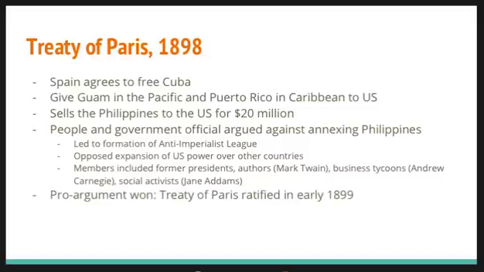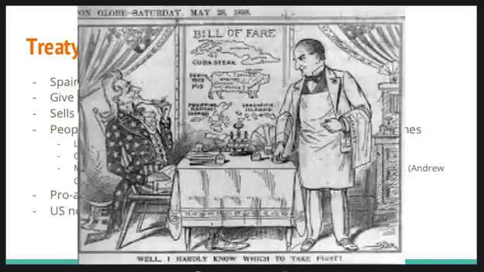But the pro-annexation argument won, and the Treaty of Paris was ratified in early 1899, and the U.S. officially now had an empire. Here's a cartoon where you have on the right a caricature of President William McKinley demonstrating the different islands that the United States now controlled in the Pacific and Caribbean, with Uncle Sam looking at this menu and saying, well, I hardly know which to take first.